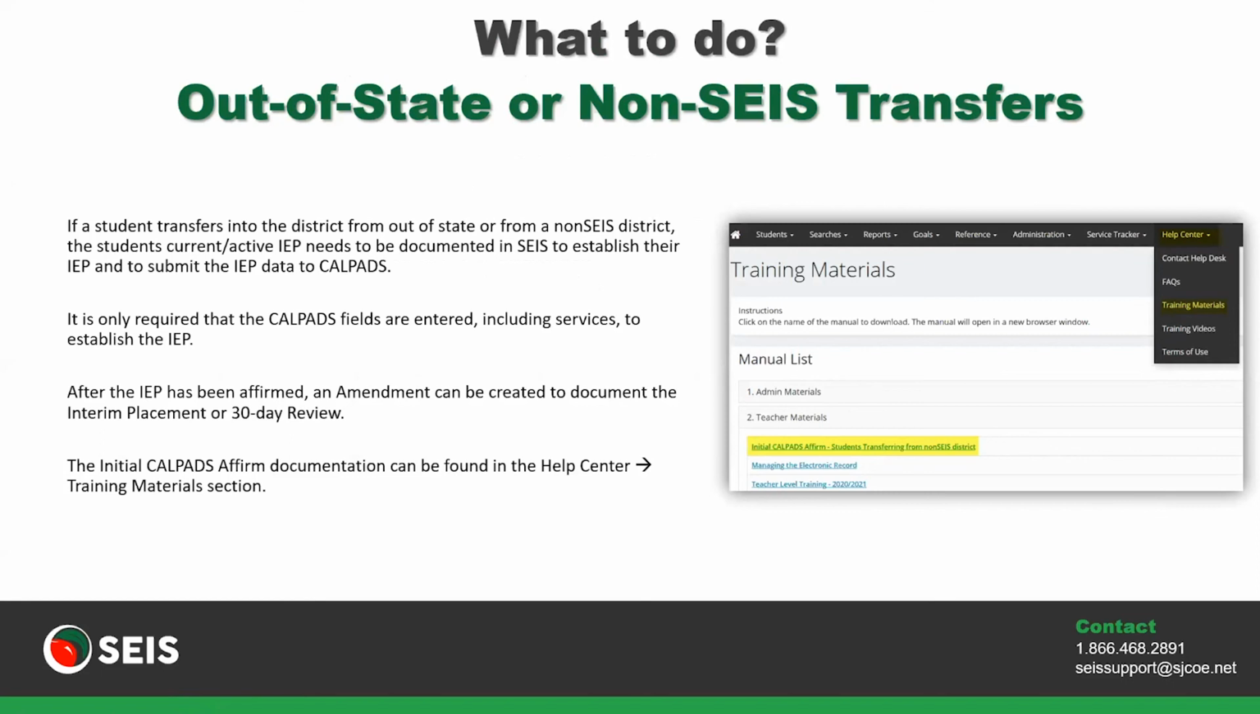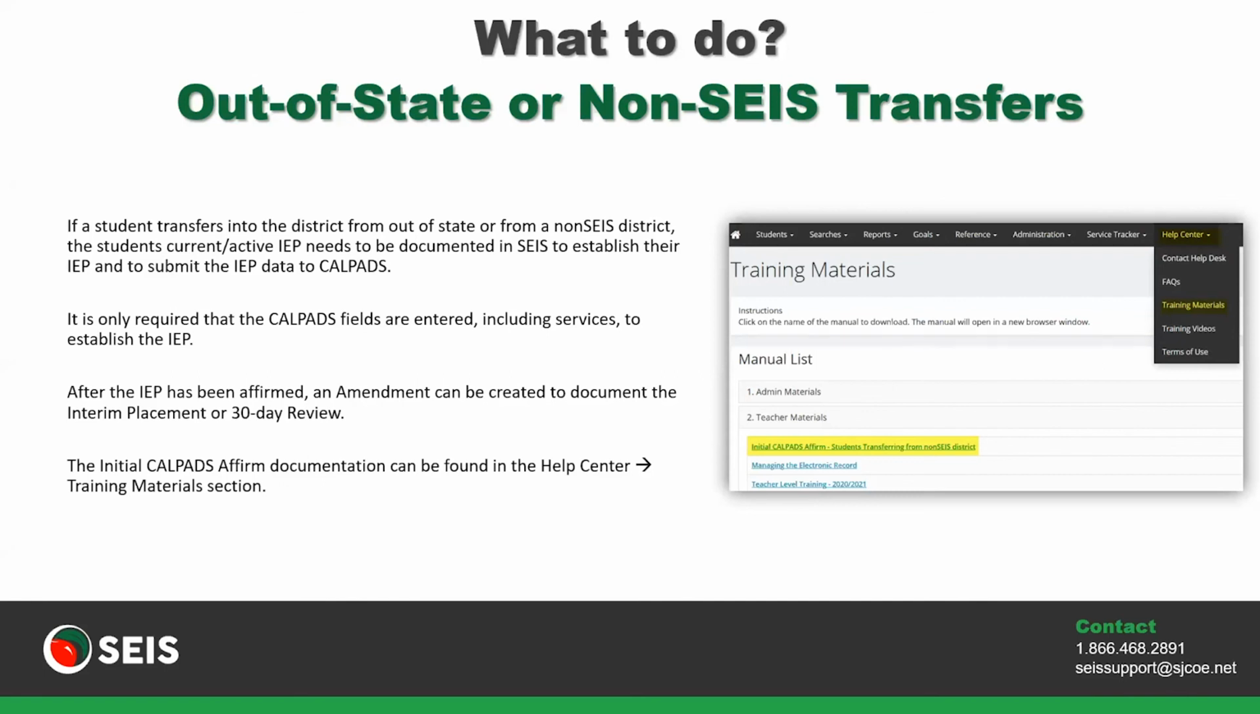If you happen to be in my next session for creating IEP transactions, we do go over this process. But if the student transfers in from out of state or a non-SACE district, then that IEP has to be established in SACE. So if there's no student record and no IEP in SACE, you're going to take that hard copy and enter that information into SACE, affirm it to create that IEP transaction, so that you can add an amendment to make any changes now that the student is in your district.